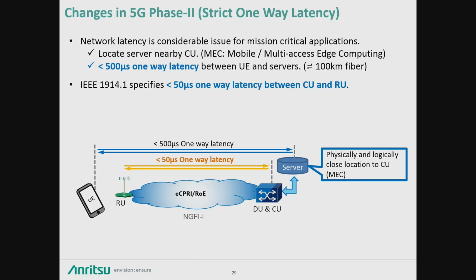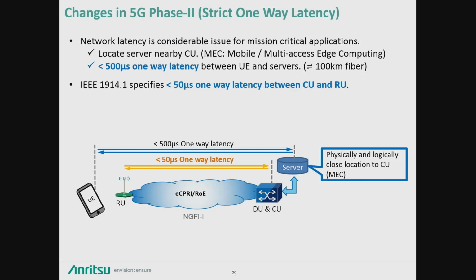Well, first, in order for us to do the network latency for these mission critical applications, and we talked about some earlier, I'm not going to rehash those, you'll notice the 500 microseconds for one-way latency is between the device, over the air, to the radio, over the NGFI 1, so this is your eCPRI or radio over Ethernet, terminating on your DU. So that's your distributed unit. Now, from the CU to the server, you have additional bandwidth. That's the 500 microseconds, so you're still within that window.